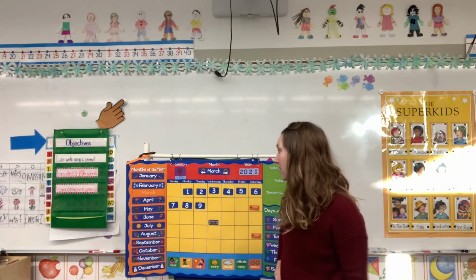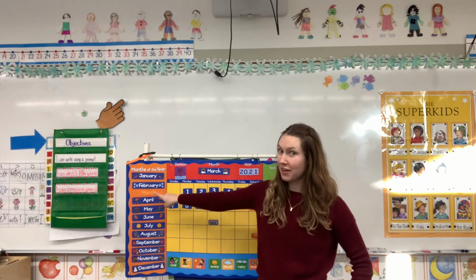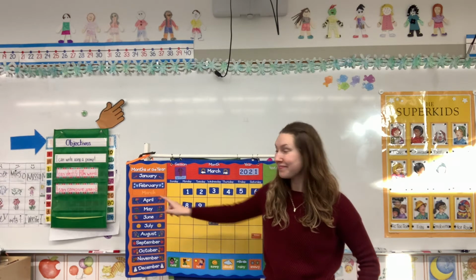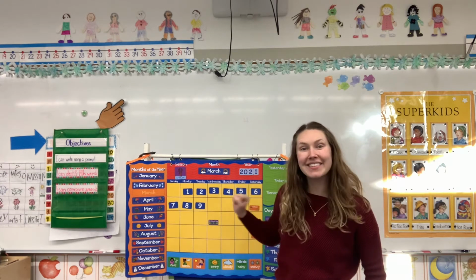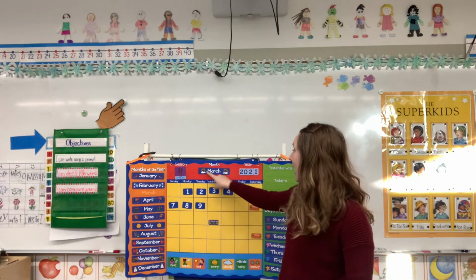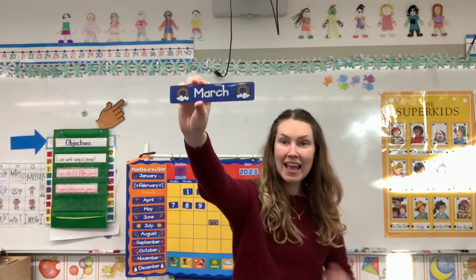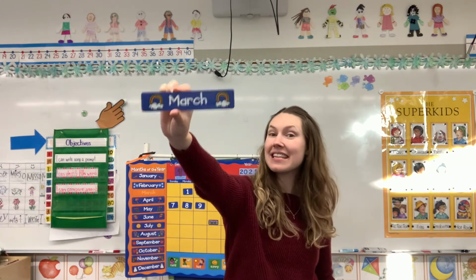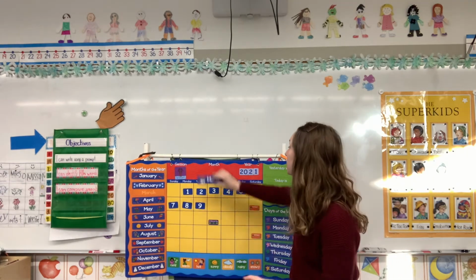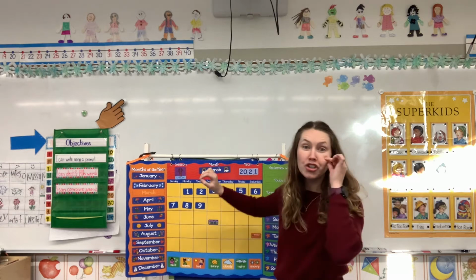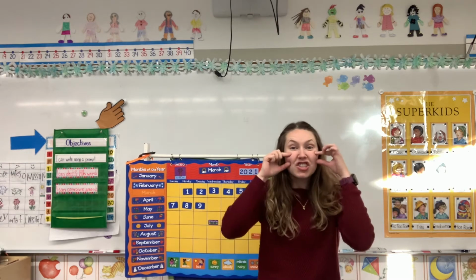So now we know that we finished January and February, so we are on to March. We're in the month of March. And remember, March is spelt with the letter M-A-R-C-H. And that C-H blend says ch, ch, ch. That one, like cheek, is at the end of March.